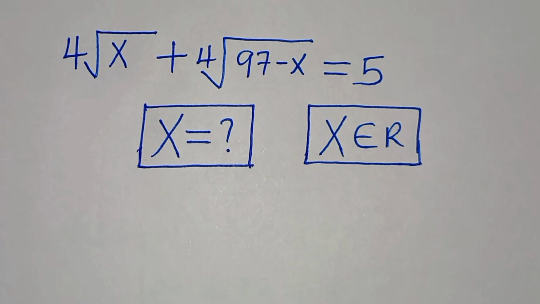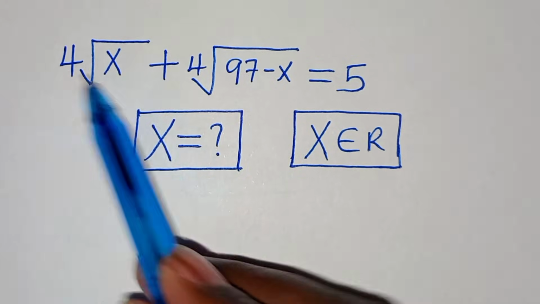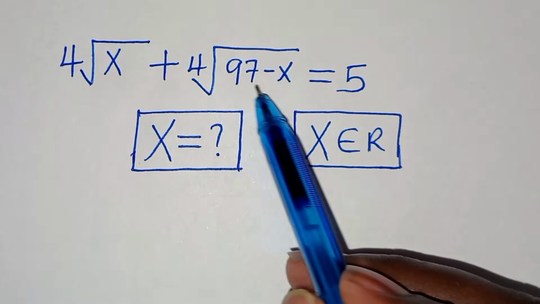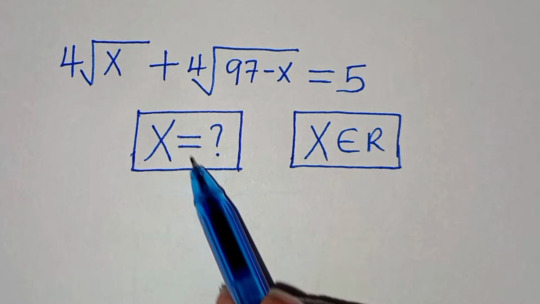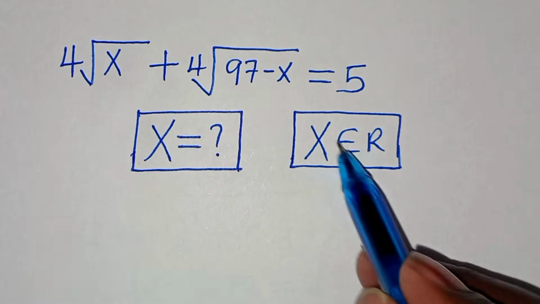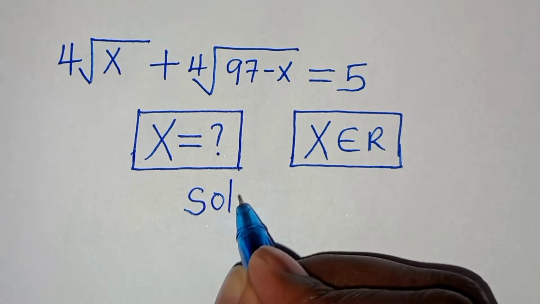Hello everyone, you're welcome to solve this nice math problem, which is the fourth root of x plus the fourth root of 97 minus x. This is equal to 5. So what is the value of x, given that x is a member of real numbers? So let's provide a solution from here.